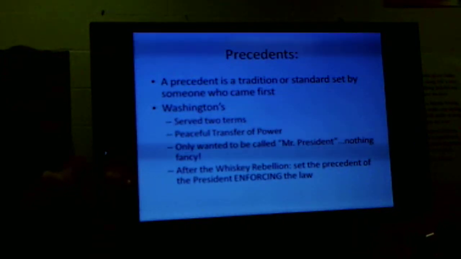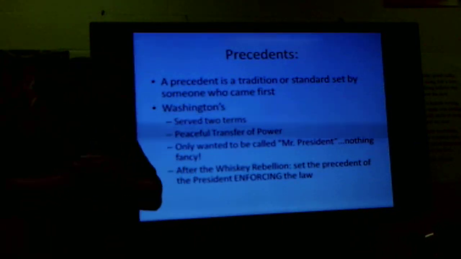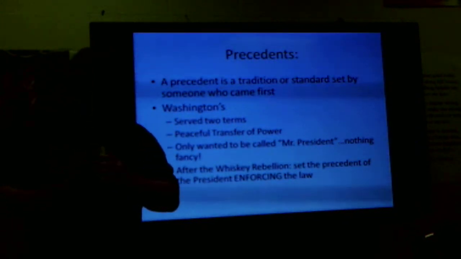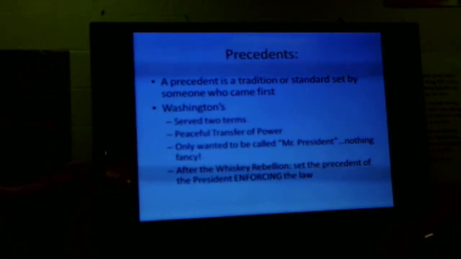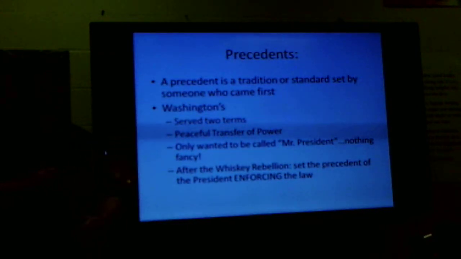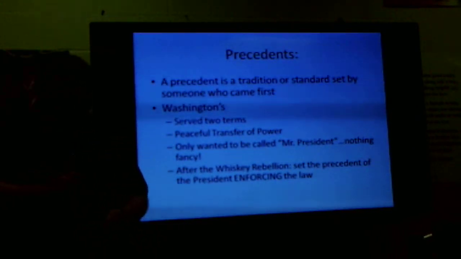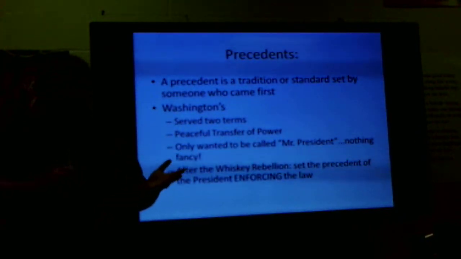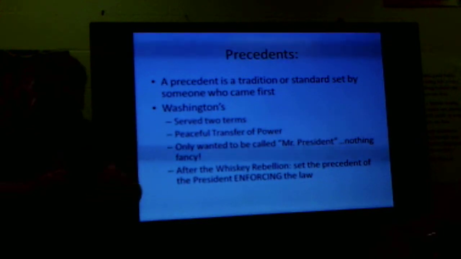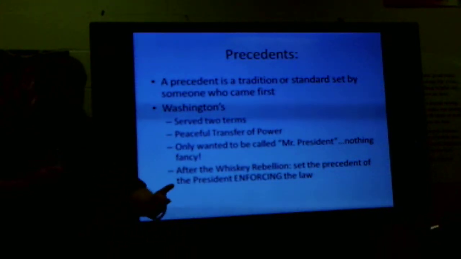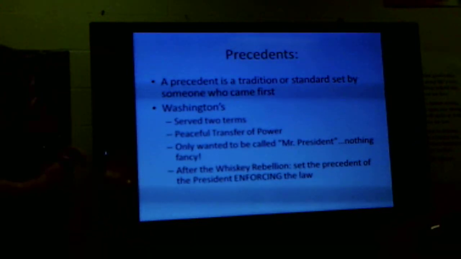He set several precedents, though, okay? Don't get that word precedent confused with president, with an S. Precedent is a tradition or standard that is set by someone who came before you, okay? So if I'm teaching history, Mr. Doolittle taught history before me, and one precedent he set was to have good test scores. So I try to follow that precedent by having good test scores too, okay?